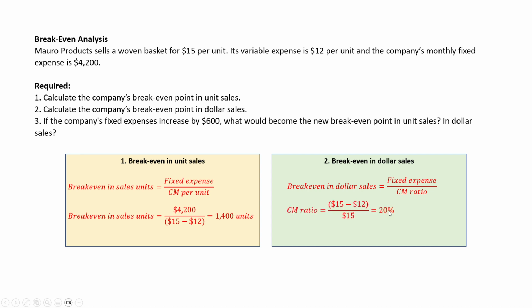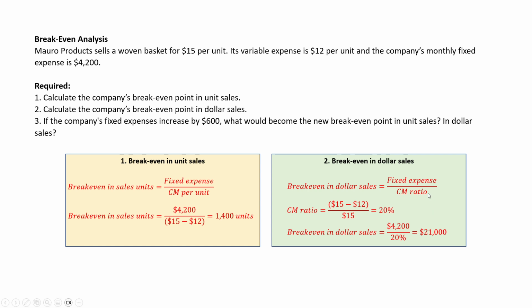We've already discussed the contribution margin ratio in prior lessons. That is our unit contribution margin dollars, which is our selling price of 15 minus 12, or $3, divided by our selling price, which is 15. 3 divided by 15 is 20%. We said in a prior lesson that we can look at that as 20 cents in contribution margin for every dollar in sales. If we divide that 20% contribution margin ratio into our fixed expense of 4,200, we get that we would have to sell $21,000, or 1,400 units, in order to reach our break-even point.